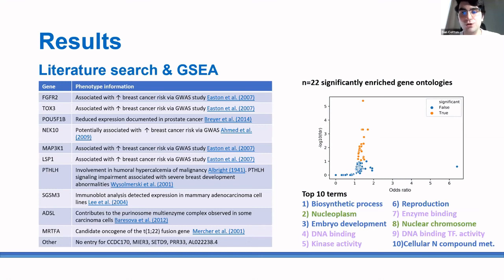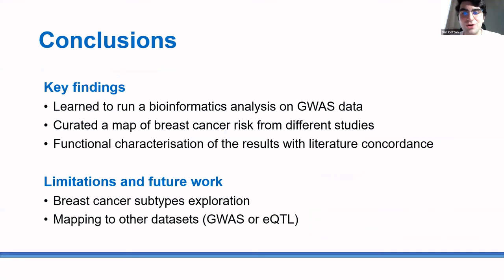We also investigated overlap with cancer driver gene panels to identify links between germline and somatic mutations, but these were non-significant. Next slide, please. So to summarize, I ran a bioinformatics analysis using GWAS data, curated a map of breast cancer risk, and performed some functional characterization. Future research could build on these results by exploring breast cancer subtypes and mapping to other datasets.